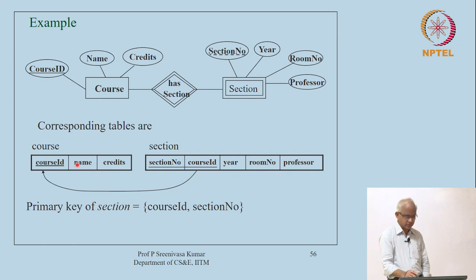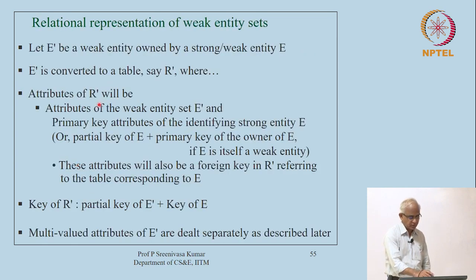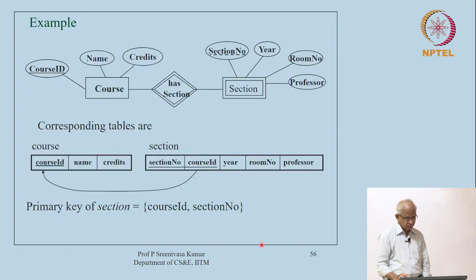Okay. So, let us go back to this slide. Attributes of R prime are attributes of the weak entity plus the primary key attributes of the identifying strong entity, and in case that is a weak entity, the partial key of E plus the primary key of the owner of E will be the attributes, and these attributes will be a foreign key also in R prime referring to the table back, and so on. So, this should be clear now. Any questions on that?